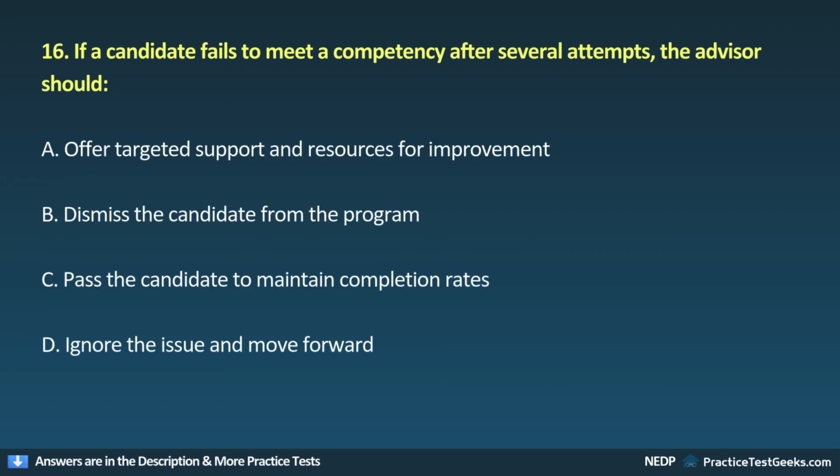16. If a candidate fails to meet a competency after several attempts, the advisor should A. Offer targeted support and resources for improvement. B. Dismiss the candidate from the program. C. Pass the candidate to maintain completion rates. D. Ignore the issue and move forward.